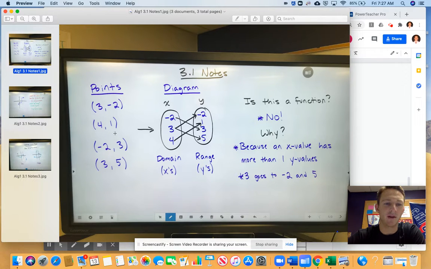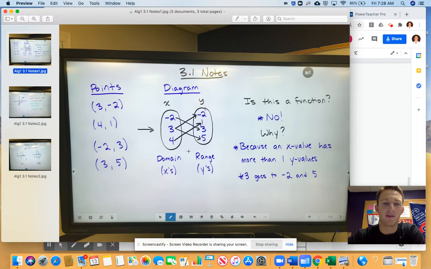Now we're going to write all of our y values in the second circle, right? So -2, 1, 3, and 5. Well, if we start at 3, where does it take us? -2. So if we start at 3, it takes us to -2. If we start at 3 here, it also takes us to 5. So this 3 also takes us to 5. -2 goes to 3 because we had the point (-2, 3). We also had the point (4, 1).